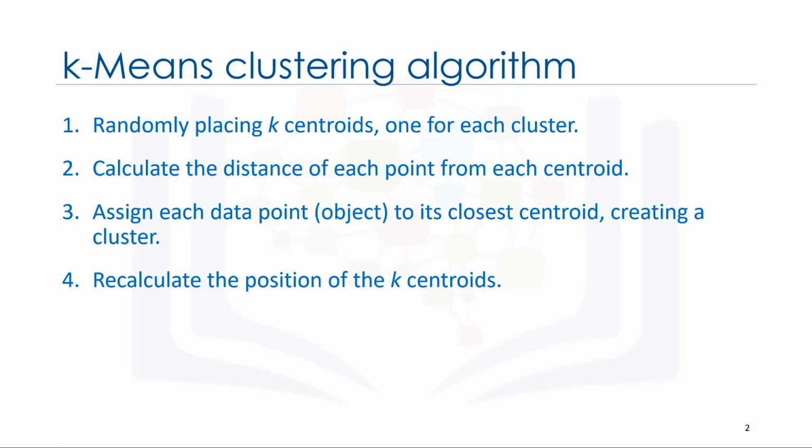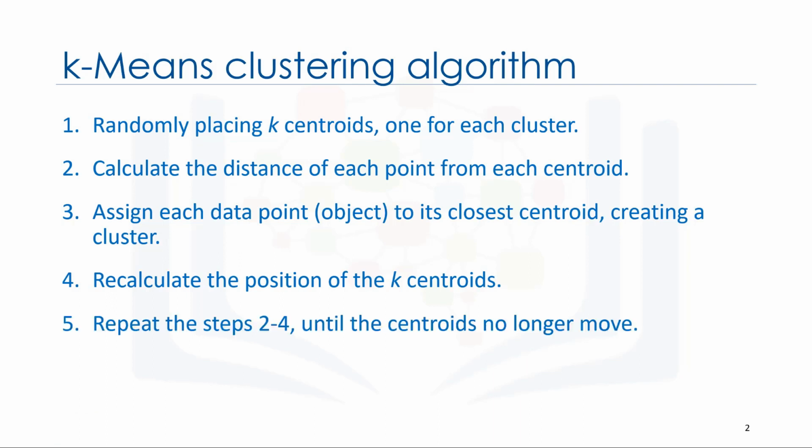Next, once each data point has been classified to a group, recalculate the position of the k centroids. The new centroid position is determined by the mean of all points in the group. Finally, this continues until the centroids no longer move.